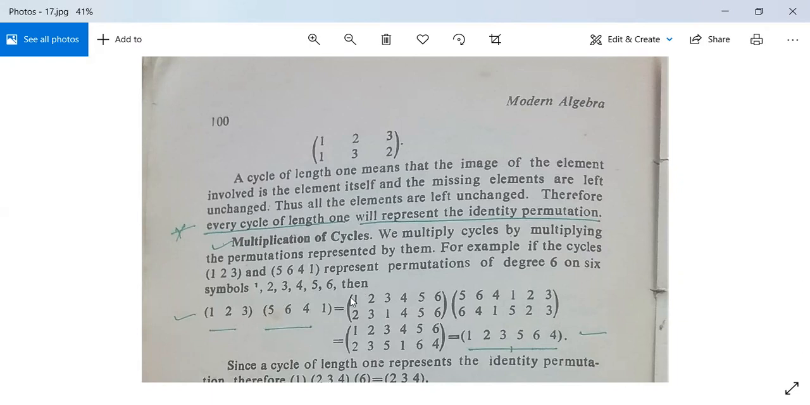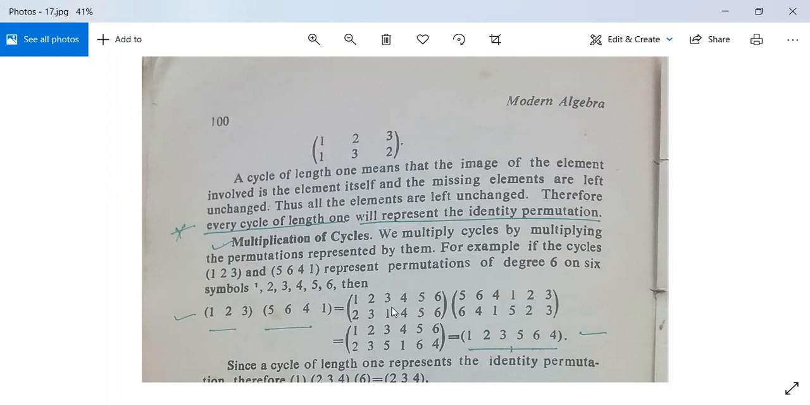So first it can be written as 1 goes to 2, 2 goes to 3, 3 goes to 1, 4 goes to 4, 5 goes to 5, 6 goes to 6. Another cycle (5, 6, 4, 1) is 5 goes to 6, 6 goes to 4, 4 goes to 1, 1 goes to 5, 2 goes to 2, 3 goes to 3. Now see here, 1 goes to 2, but 2 goes to 2. So 1 will go to 2. 2 goes to 3, 3 goes to 3.